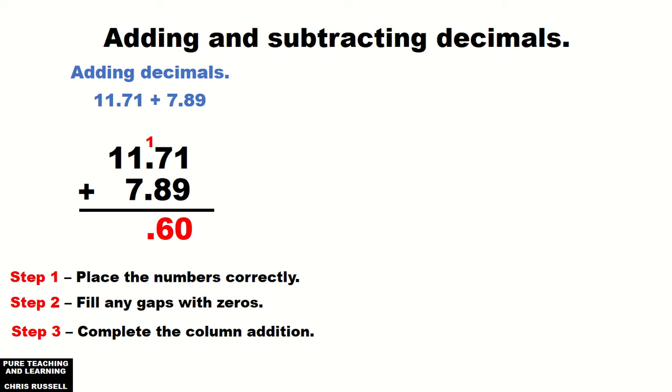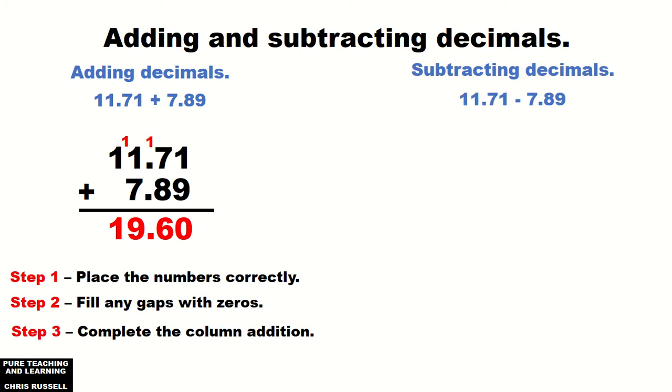Do not forget about the decimal place. Now in the units column we have 1 add 7, we have 9, and in the tens column we have 1. And our result is 19.60.